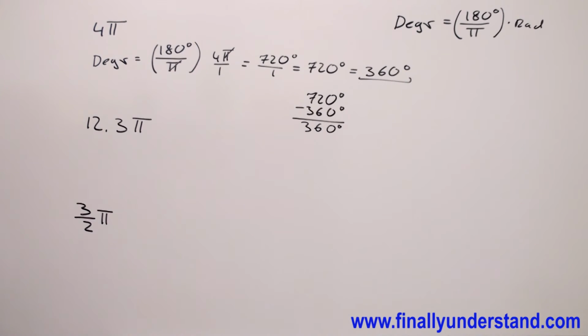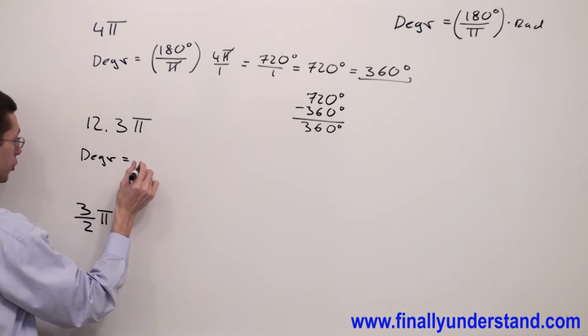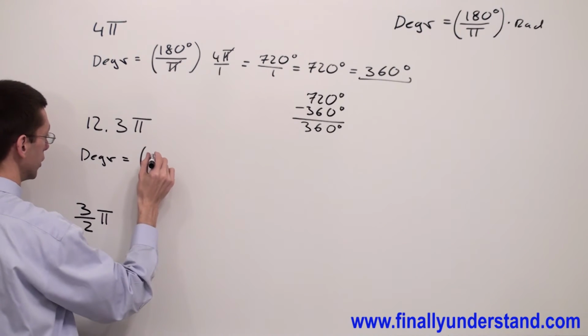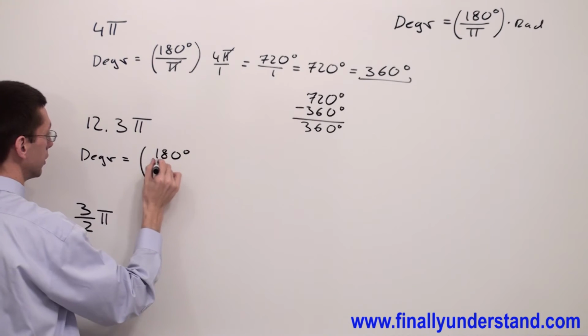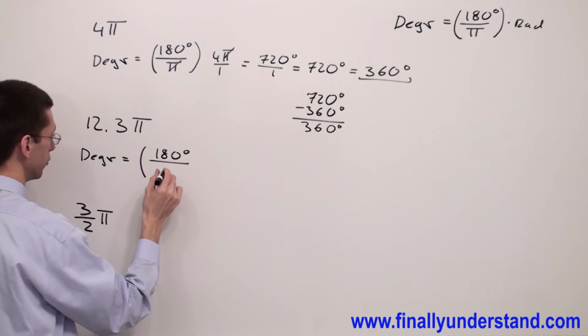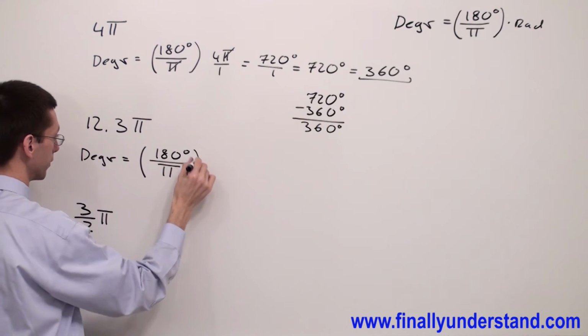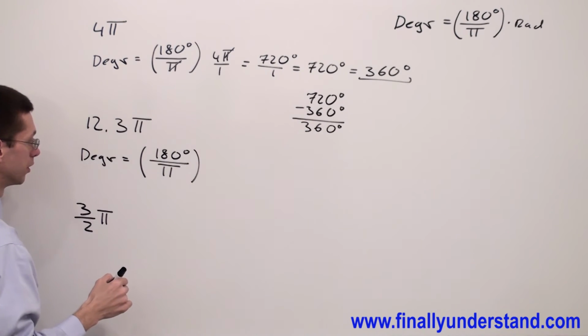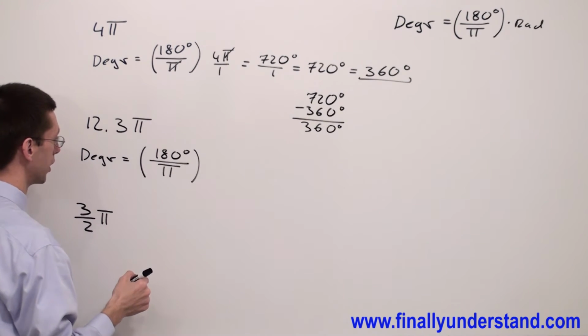Next, I have 12.3 pi and I have to convert this to degrees. So I have degrees. Again, I'm going to use the formula. Always keep writing the formula if you are going to keep repeating the same stuff over and over. This is going to stay in your head. That's why I recommend writing instead of just looking at the problems.